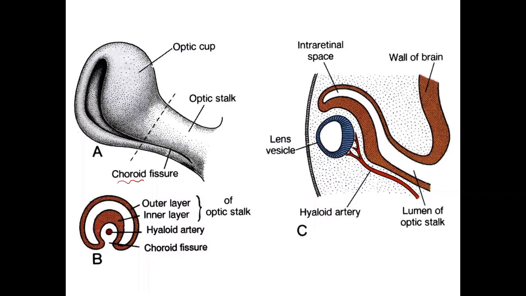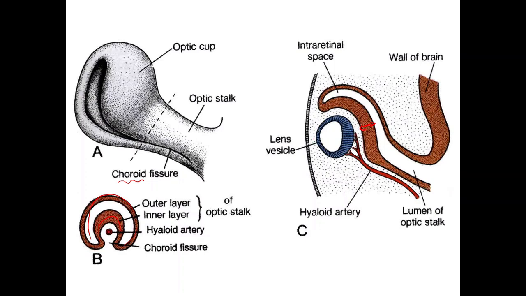Once again, don't forget about inner layer and the outer layer. It's like here. The inner layer is much thicker, but it makes sense because it's going to make like 9 layers of the retina, and the outer layer is thinner because it's going to give rise to pigmented epithelium. And we have intraretinal space in between, which is continuous with the cavity of the forebrain.